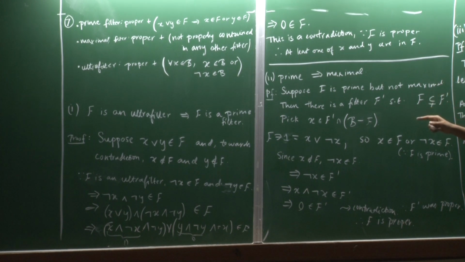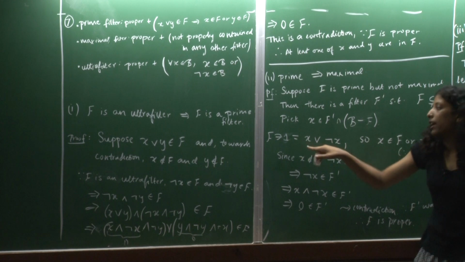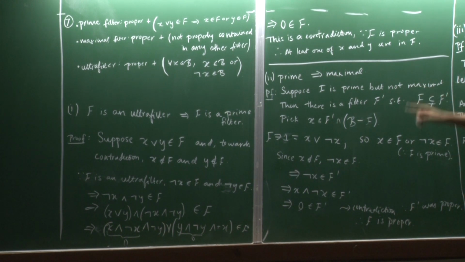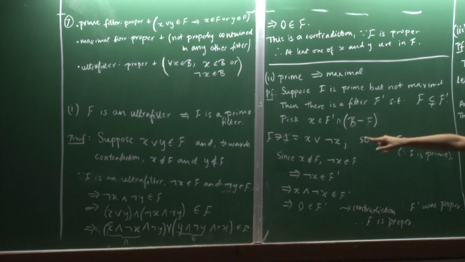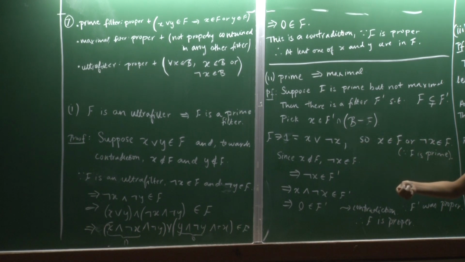Suppose that F is prime but not maximal, again towards contradiction. Then since it's not maximal, there has to be a filter that properly contains F, call it F dash, and pick an element that is in F dash but not in F. This x is that element. Now, you know that 1 belongs to F because F is non-empty, and 1 can be written as x join negation x. Since F is prime, one of these has to belong to F, and x does not belong to F because that's how you picked x. Therefore, negation of x has to belong to the filter.